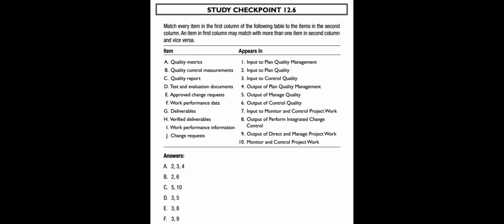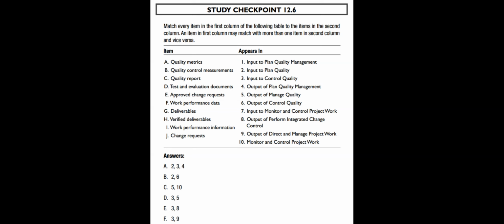Study Checkpoint 12.6. Match every item in the first column of the following table to the items in the second column. An item in first column may match with more than one item in second column, and vice versa. Item appears in A. Quality metrics. B. Quality control measurements. C. Quality report. D. Test and evaluation documents. E. Approved change requests. F. Work performance data. G. Deliverables. H. Verified deliverables. I. Work performance information.